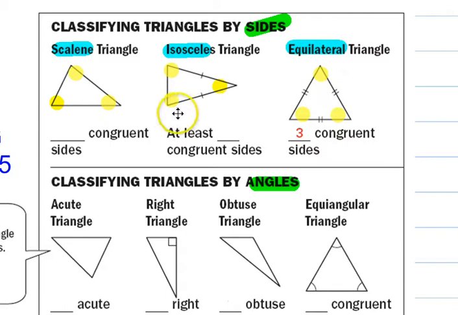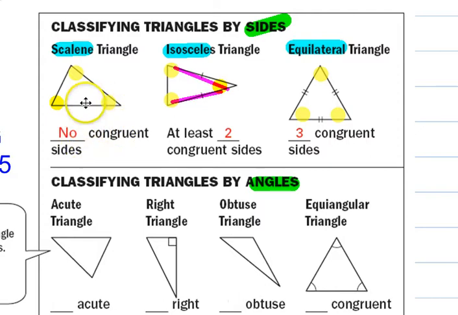So in an equilateral triangle, we have three congruent sides. In an isosceles triangle, some books say you have at least two congruent sides, and some books say exactly two congruent sides. As we can see here, we have these two sides which are congruent, and we know they're congruent because they both have the same mark to indicate that they're the same length. The last type of triangle is a scalene triangle, and it's scalene because it has no congruent sides. As you can see, there are no markings, so none of these sides are congruent.